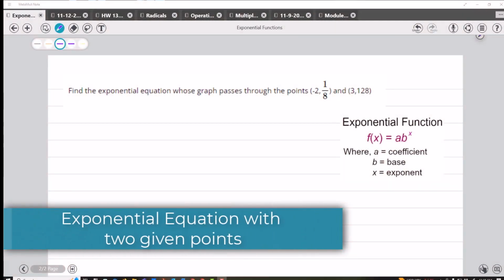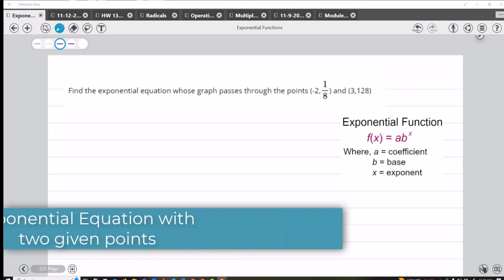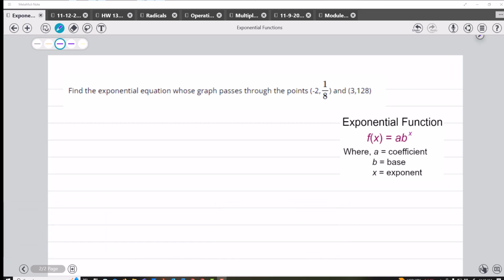All right, we are being asked to find the exponential equation whose graph passes through these 2 points. Whether it's an equation or function, we can change this to y equals ab to the x. So how we do this is, remember that this is our y value, this is our x value, same over here. And if it's passing through those 2 points, I can actually use those and solve for this equation. So let me show you what I mean.